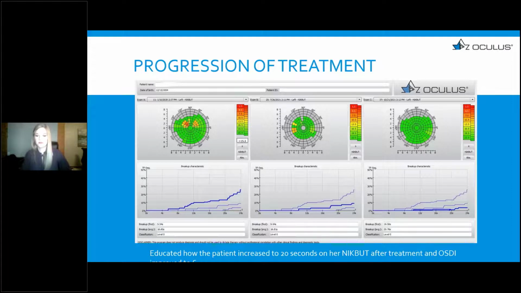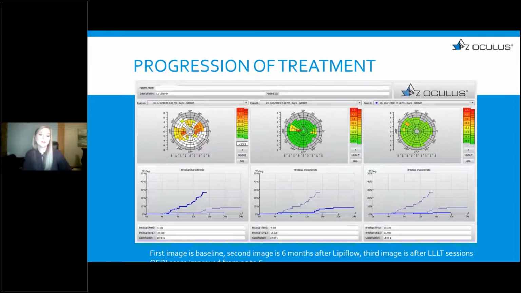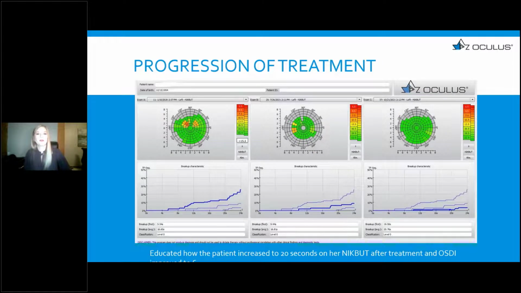I'll jump back for a second. She had started at 25, which is not terrible, but it improved to a 6. A lot of times these patients just think, well, I'm still dry. Like I told her, I don't think I can get you better than a 20-second tear breakup time and an OSDI score of 6 when you've had this your whole life. So just showing them you are improving.